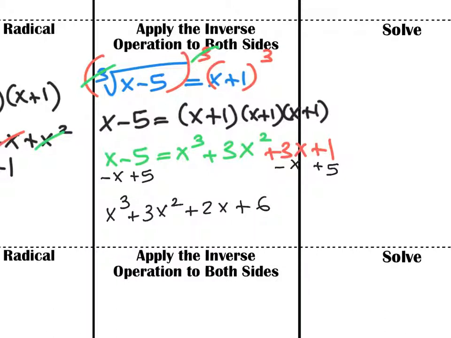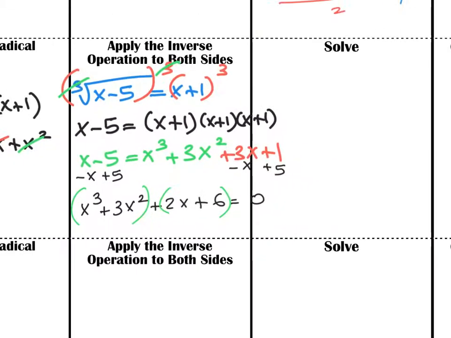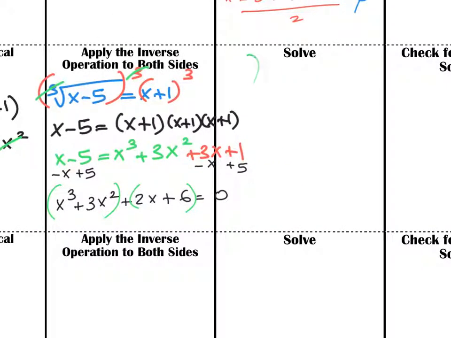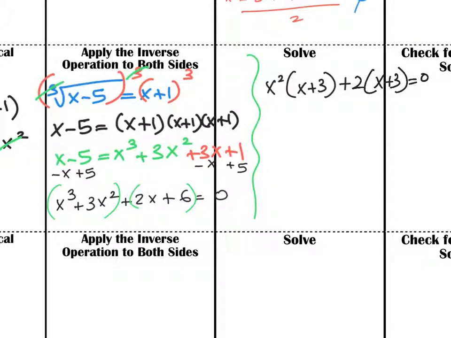So I started by combining like terms, and that's what I end up having. Now I'm going to try to factor this. So let's group the first two together and then the next two together. So what's the GCF of the first two? That's x squared. And that will give me x plus 3. And then the GCF of the next two is going to be 2. And that's going to give me x plus 3 as well. And that's equal to 0.